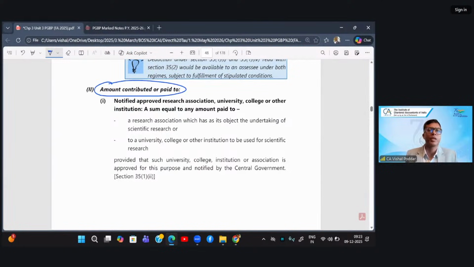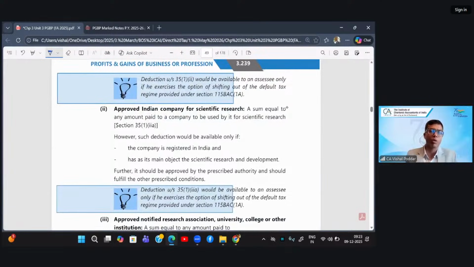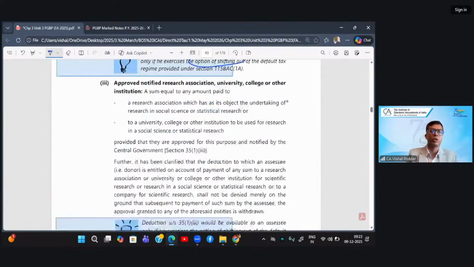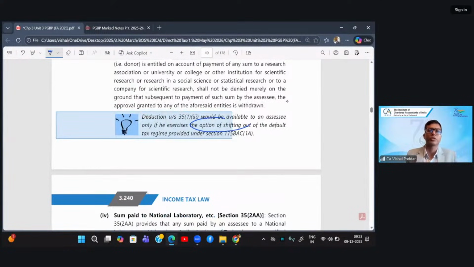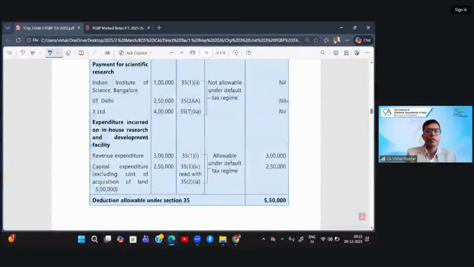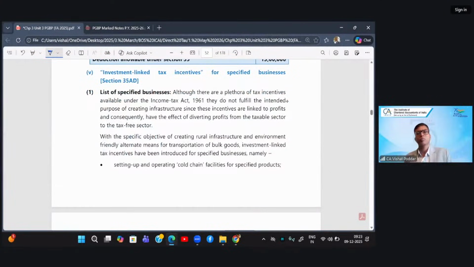The next part is where you are making payment to an outside approved association. The details of this are given, and the common point in all these is that you should not be in the new scheme. For all outside payments, you should not be in the new scheme. Only then is deduction allowed. So this is all about the scientific research section. Now this section, students, if you remember, we had studied in the previous class to some part. Now we'll complete this section in this current session.